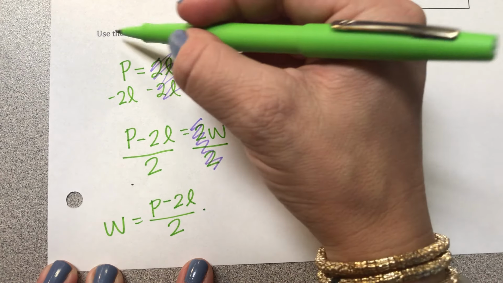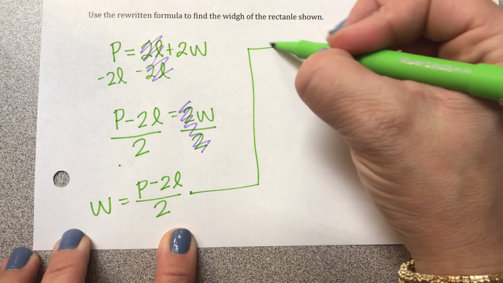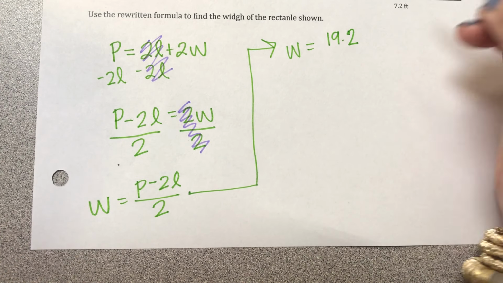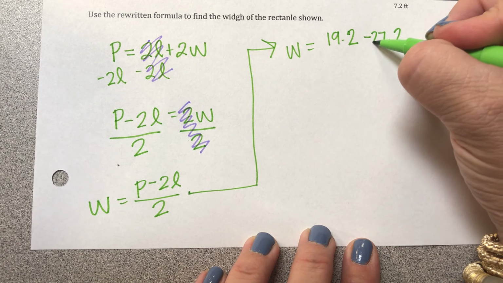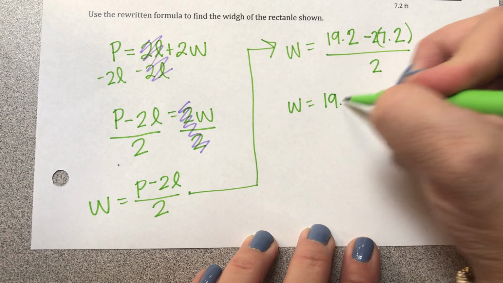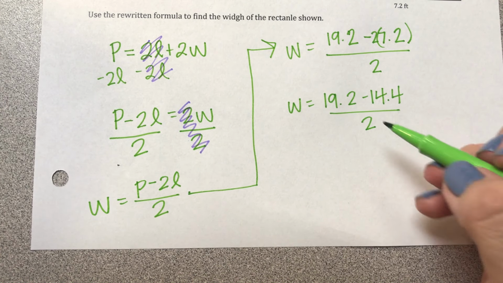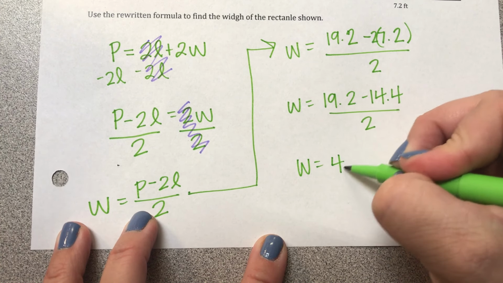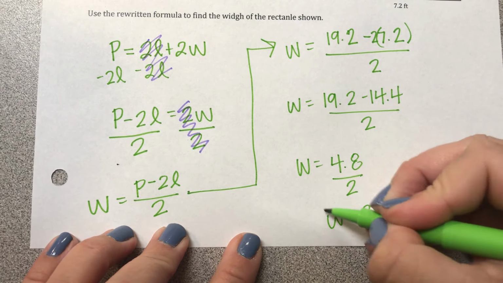So now it says use the rewritten formula to find the width of the rectangle. The width is equal to the perimeter, which is 19.2, minus the length, which is 7.2. Oh, sorry, minus 2 times that, divided by 2. So the width is equal to 19.2 minus 14.4 over 2. 19.2 minus 14.4 is 4.8. And when I divide that by 2, I get my width as 2.4.